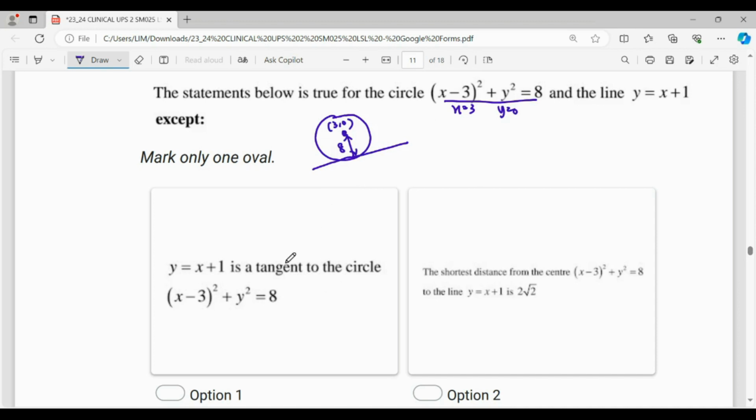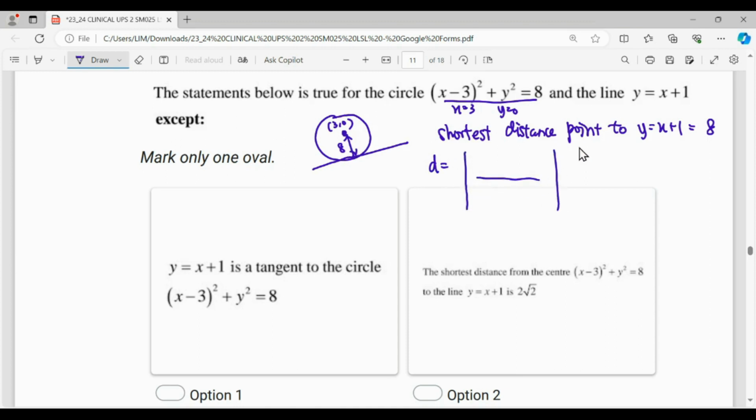So when it is a tangent, it means the distance from the point to the line, the shortest distance, is supposed to be equal to the radius if the line is touching the circle. So this shortest distance will be our radius. So we test here, the shortest distance formula, modulus of the line equation arranged in general form, which is ax plus by plus c equals 0. So it will be negative x plus y minus 1 equals 0.